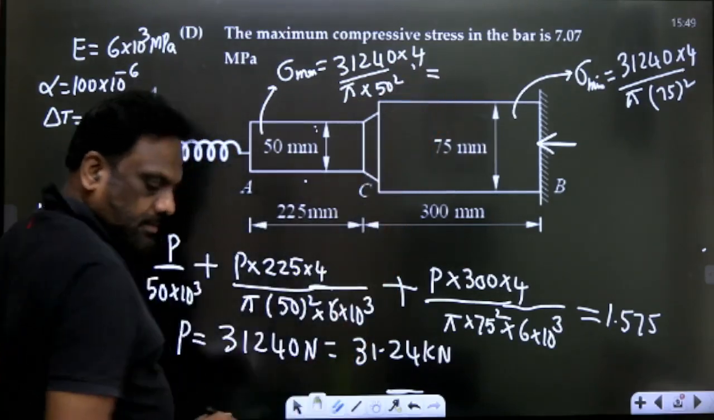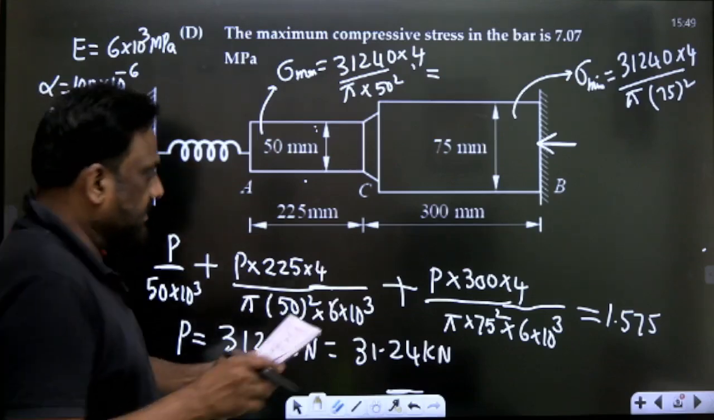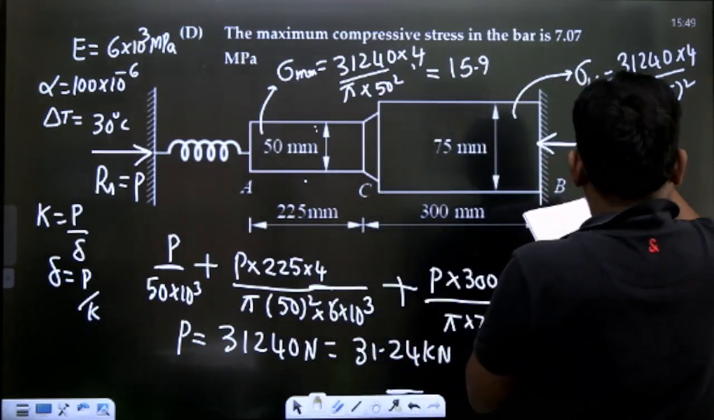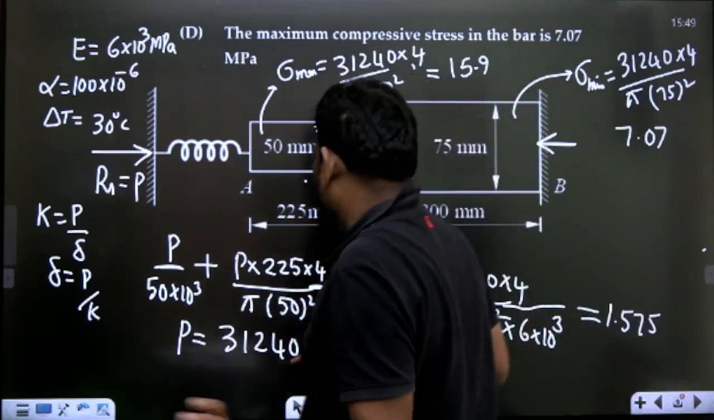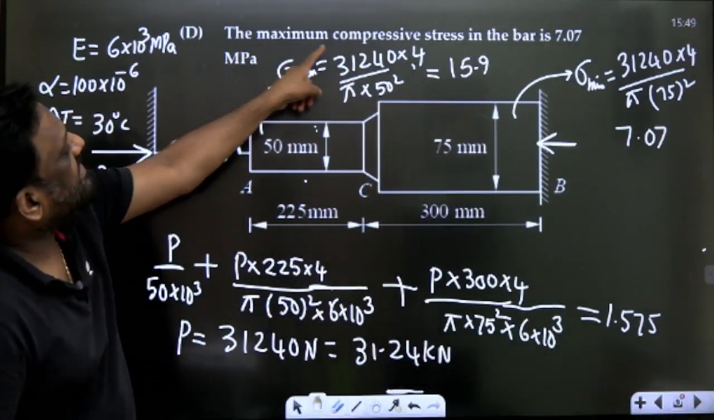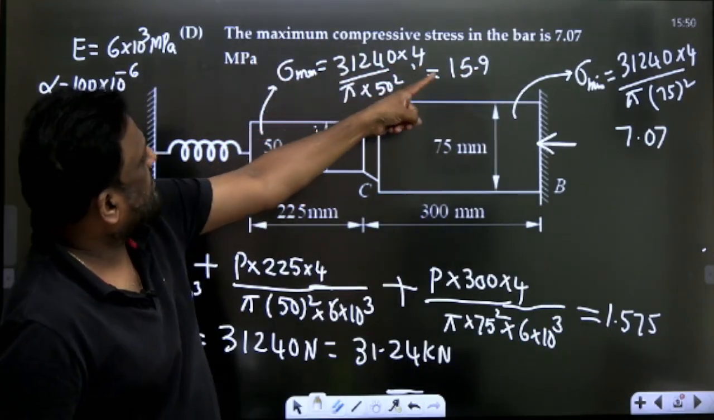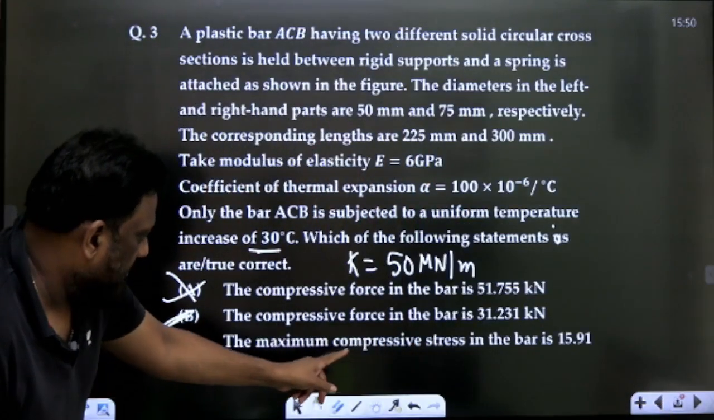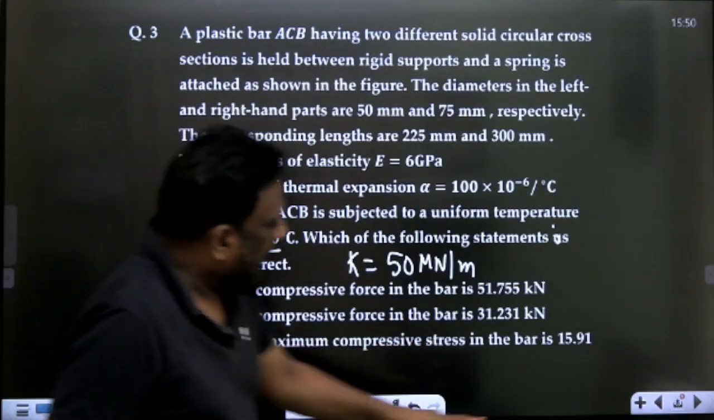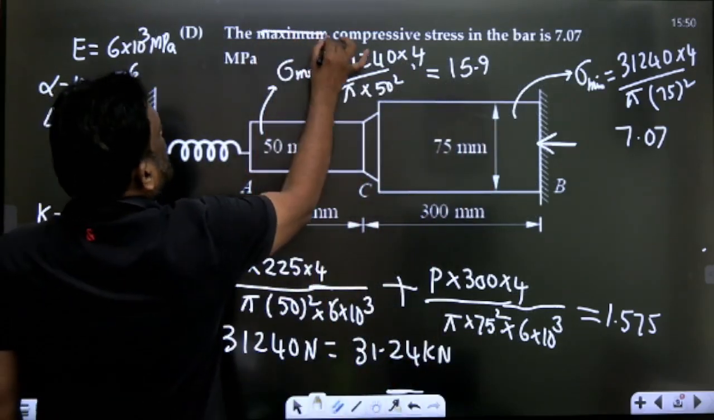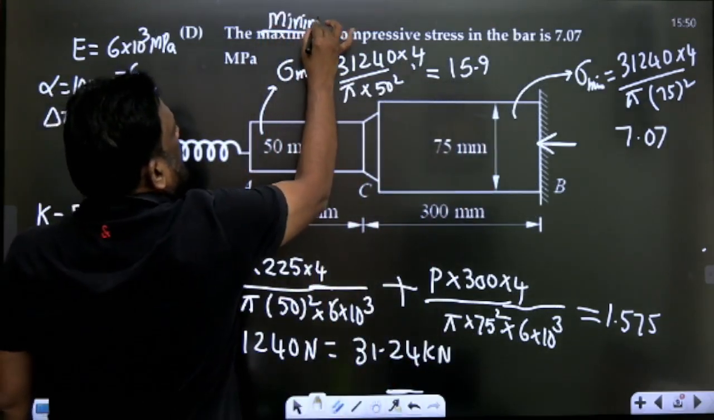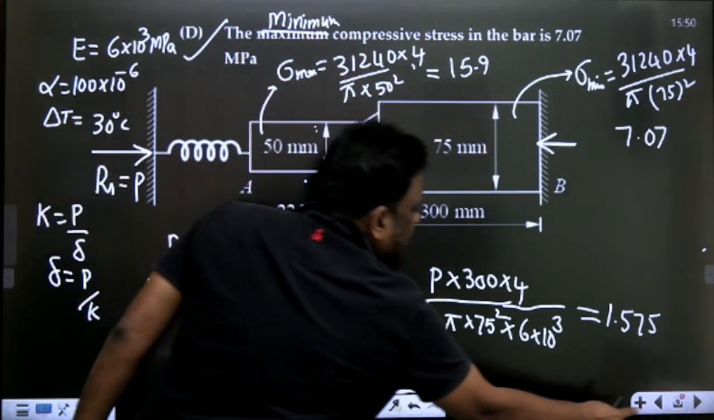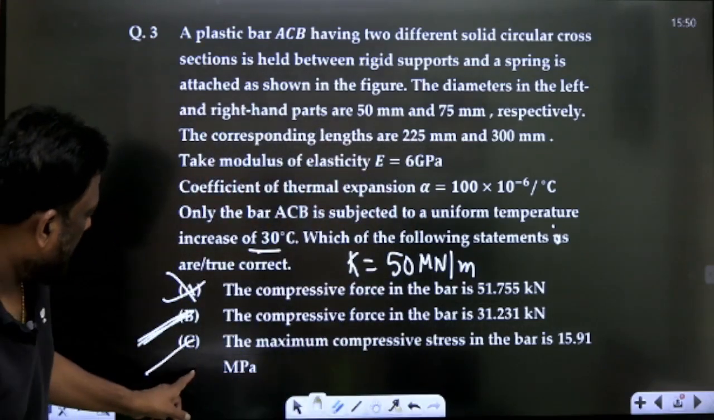So what are you getting, sir? I think you are getting this as 15.9, and this one minimum is 7.07. So many megapascal. The maximum compressive stress is 15.9. Correct. And this is not maximum, this is minimum. So the minimum compressive stress is 7.07. Yes, minimum is 7.07 is correct, and the maximum is 15.9, and the load is this.